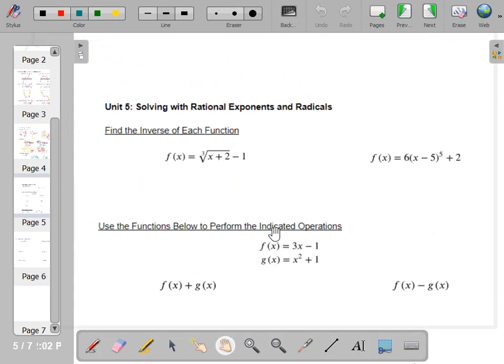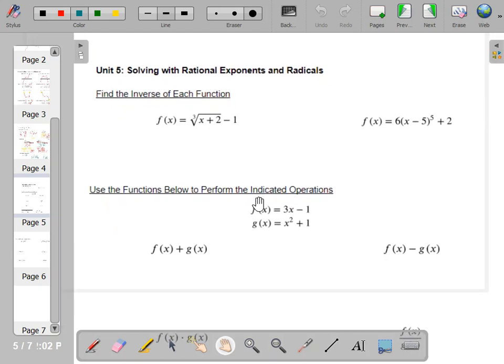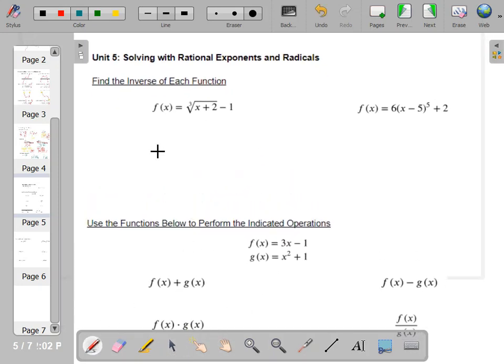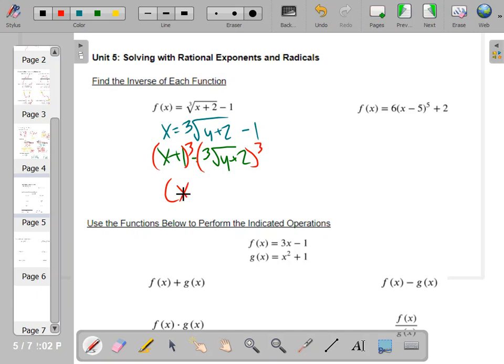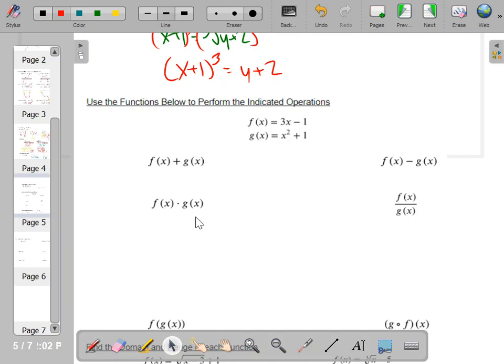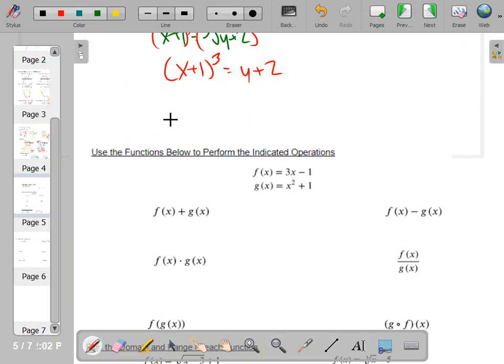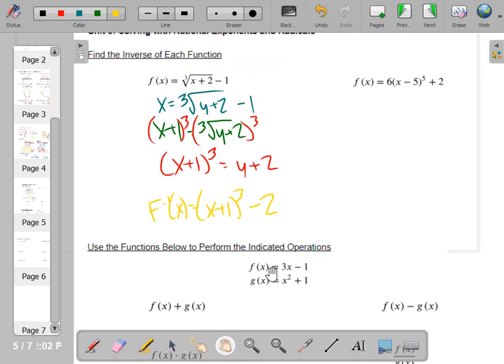Okay, solving now with exponents. So finding inverses, you have to flip x and y. So this is x equals the cube root of y plus 2, minus 1. Now to undo cube rooting, we're going to cube both sides. So I have x plus 1 cubed equals the radicand y plus 2. The last thing I'm going to do is subtract 2. So x plus 1 cubed minus 2. But instead of y, I'm going to say f inverse equals. That's how your answer is normally going to look.